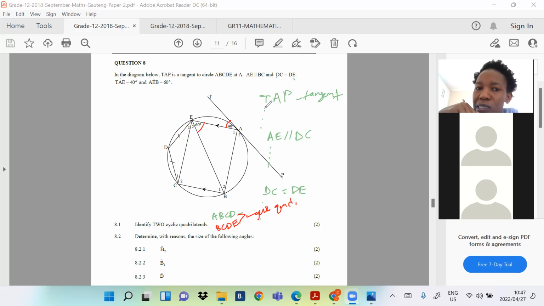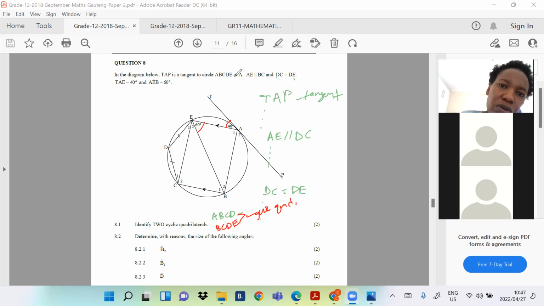Interior angles of a what? Of a cyclic quad. Wait, so which cyclic quad? Is it ABCD or BCDE? Okay, not that one, right?